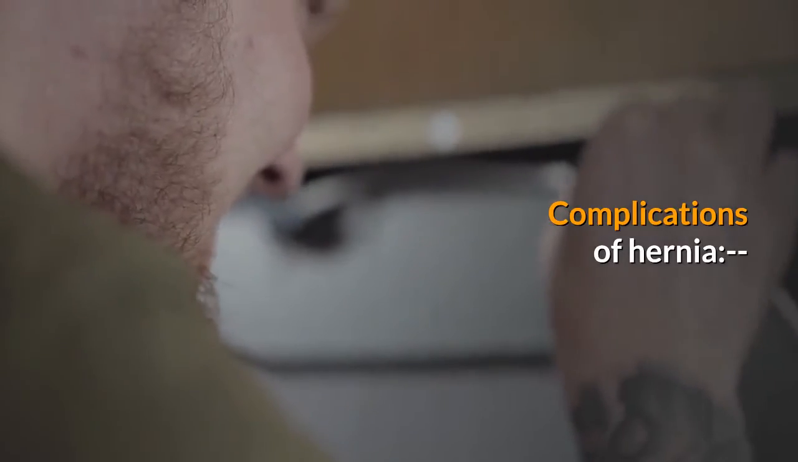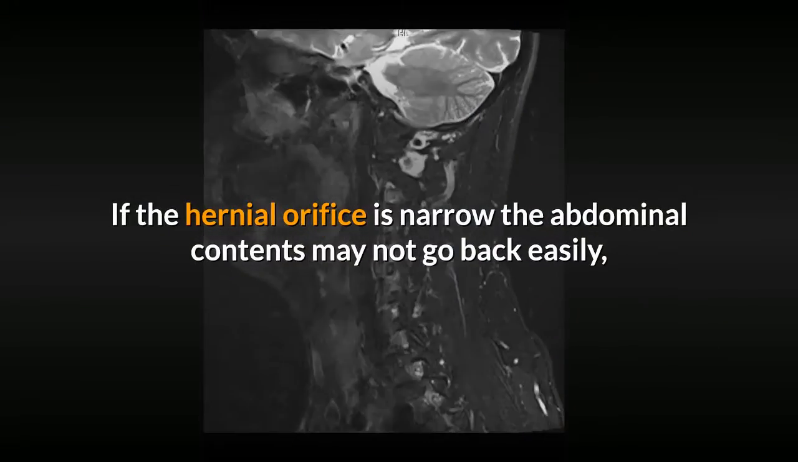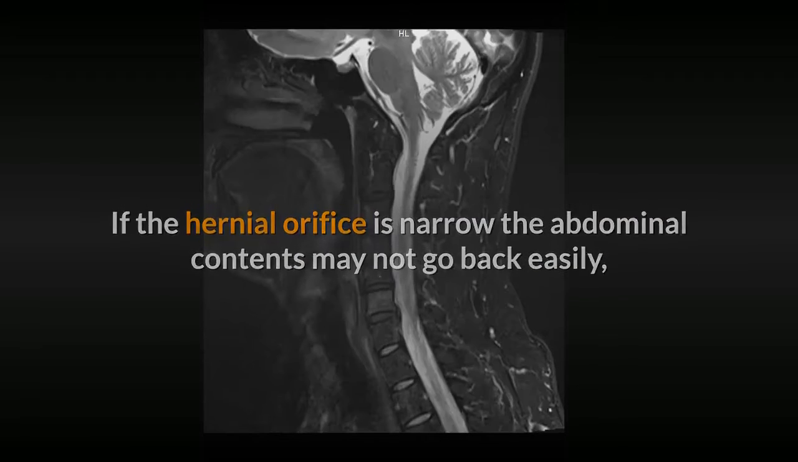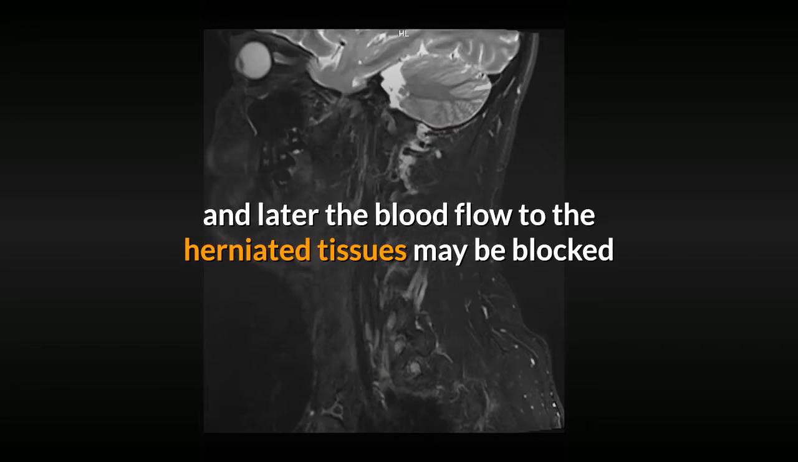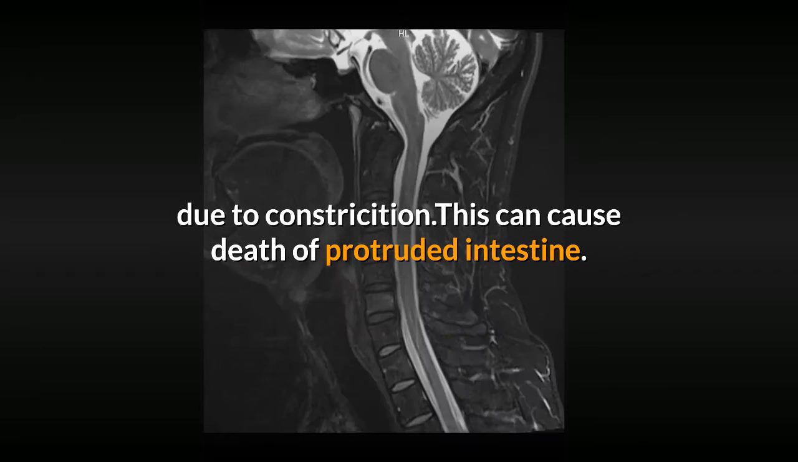Complications of hernia. 1. Strangulation. If the hernial orifice is narrow, the abdominal contents may not go back easily, and later the blood flow to the herniated tissues may be blocked due to constriction. This can cause death of protruded intestine.